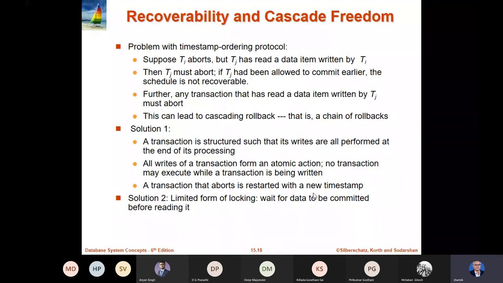So often a transaction is structured such that its writes are all performed at the end of its processing. All writes of a transaction form an atomic action. No transaction may execute while a transaction is being written. A transaction that aborts is restarted with a new timestamp. Solution 2 is some limited form of locking, a mix of locking and timestamps, considered to take care of the cascading rollback and recoverability issues.